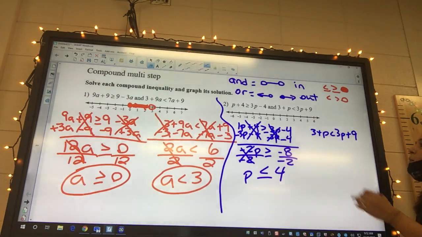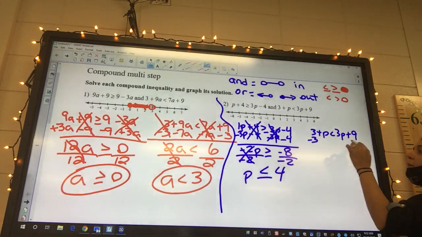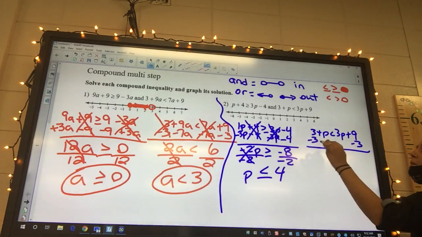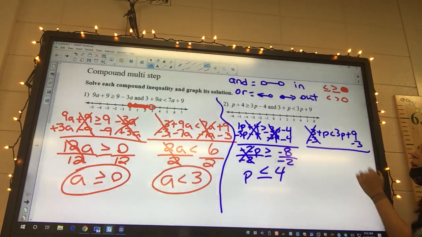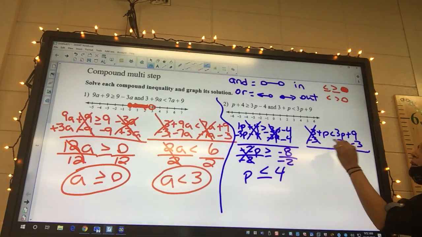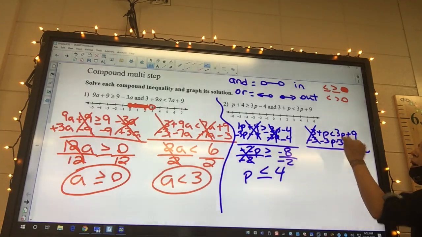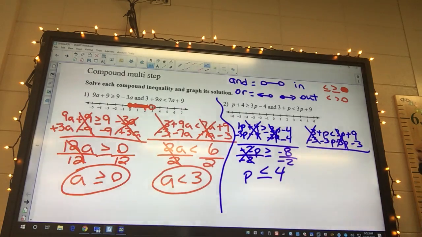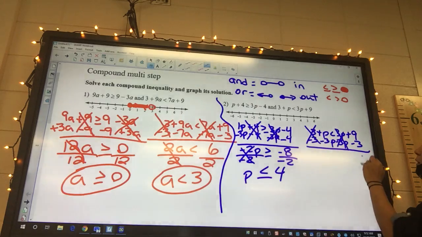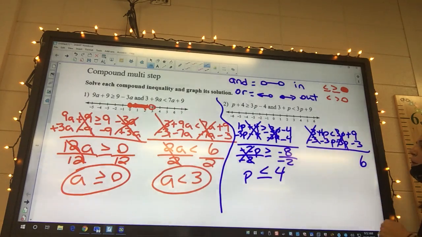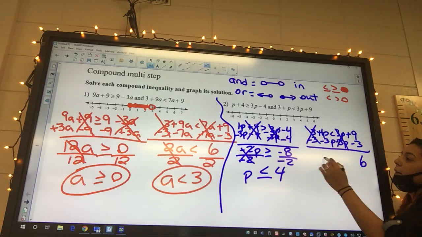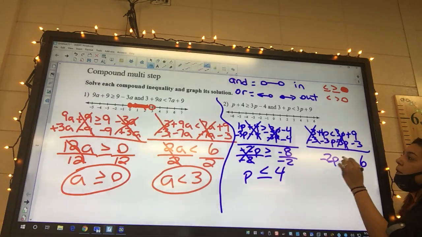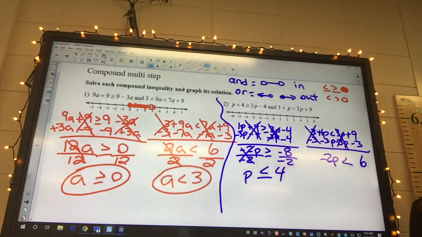On this one, we have to subtract 3. Over here, we're going to subtract 3p. How many p is this one that it just says p? 1. So it's really a 1. So I got a 1p minus a 3p. It's going to give me a negative 2p. It's less than 6. And what's our last step always?